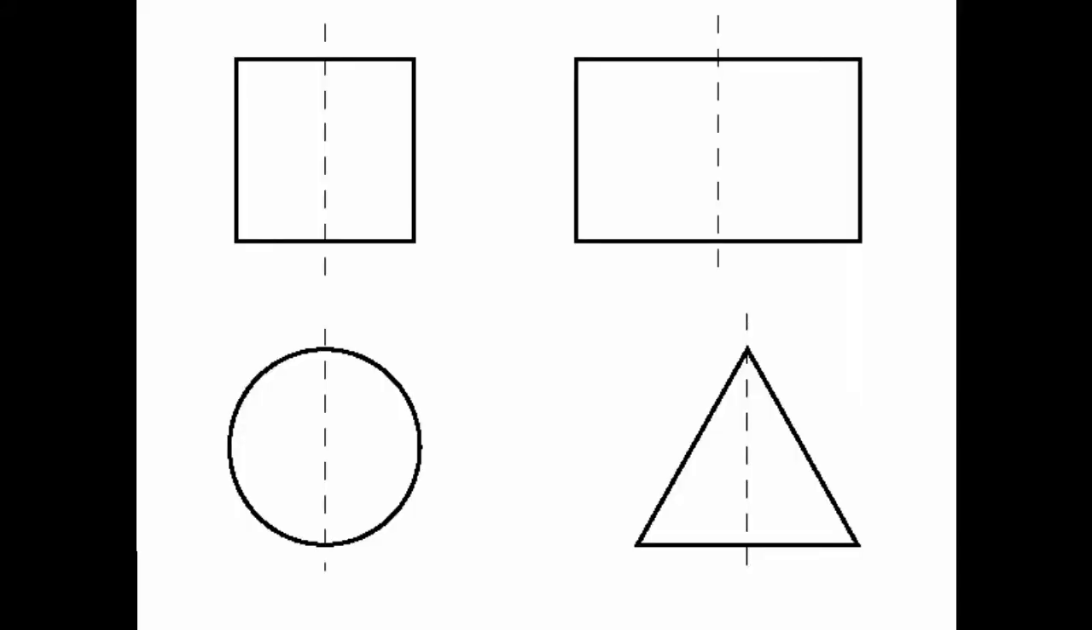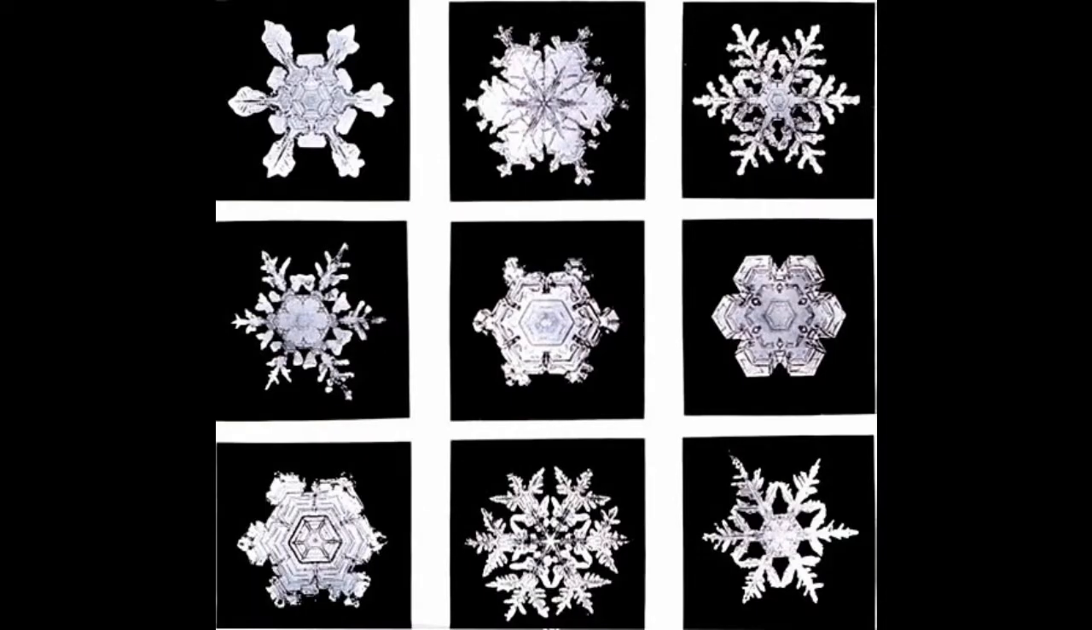Symmetry is when a shape can be divided into identical parts. Whether you split it down the middle or into multiple pieces, each would be perfectly even. For example, look at these snowflakes. How many ways can you divide them while they remain symmetrical?